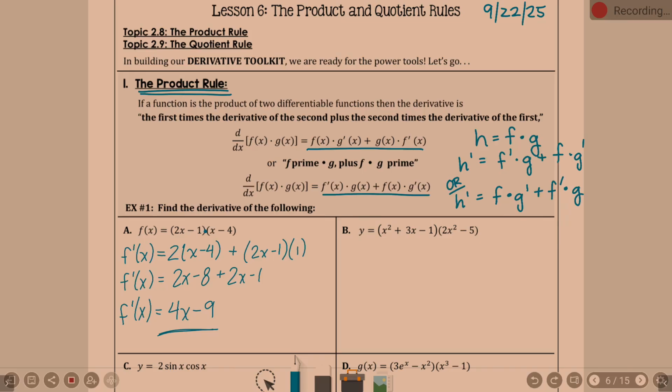Okay. Did you do the derivative order reversed? Is that what you did? 2x minus 1 times 1 plus x minus 4 times 2. Yeah. And it doesn't matter which order in this case. Okay. Now, if you had FOILed it out and then took the derivative, would you get the same result? You should.